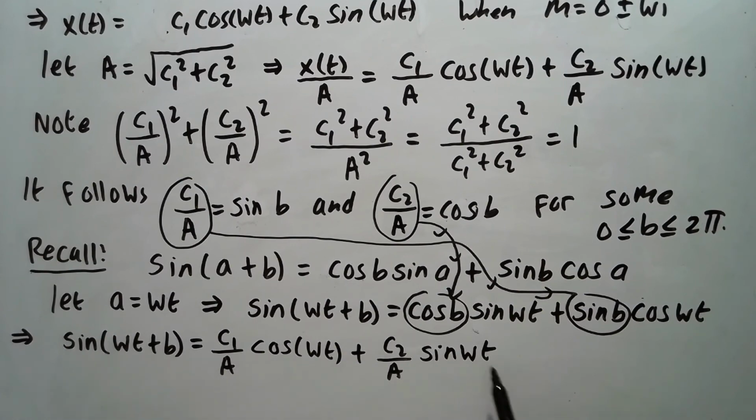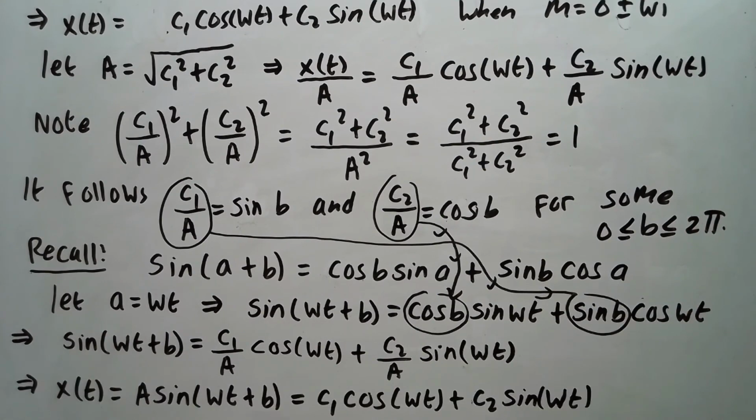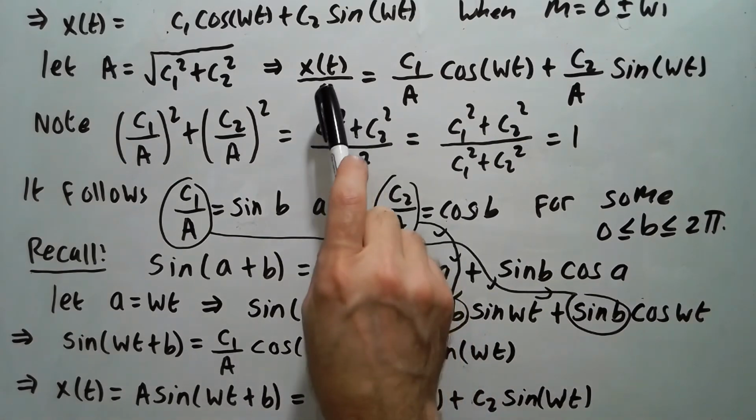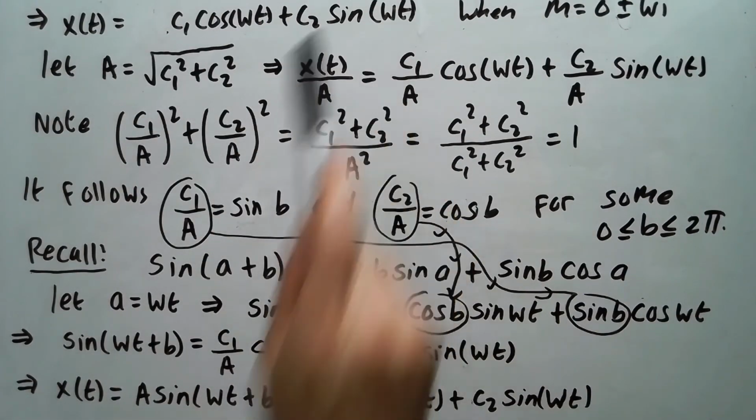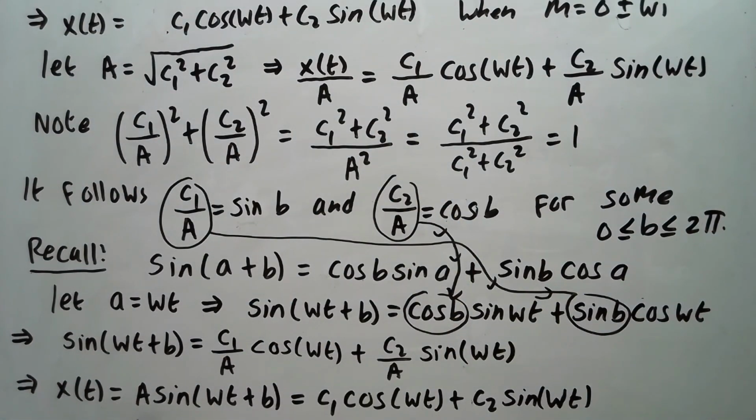Now let's multiply both sides by A. So doing that, we get c1 cosine of omega t plus c2 sine omega t, which is our x of t. So we'll have then our x of t equals A sine of omega t plus b. Okay, so this is the solution then to our differential equation, which was the solution for the simple harmonic motion.